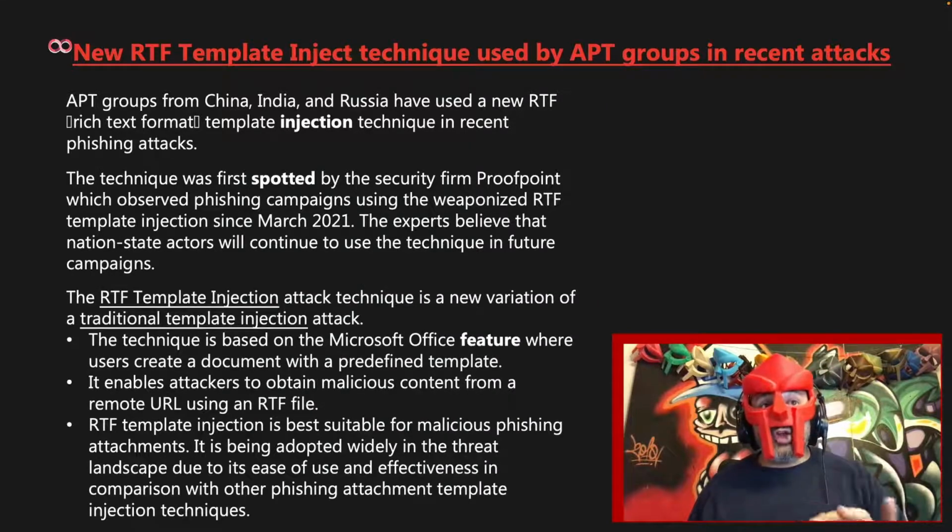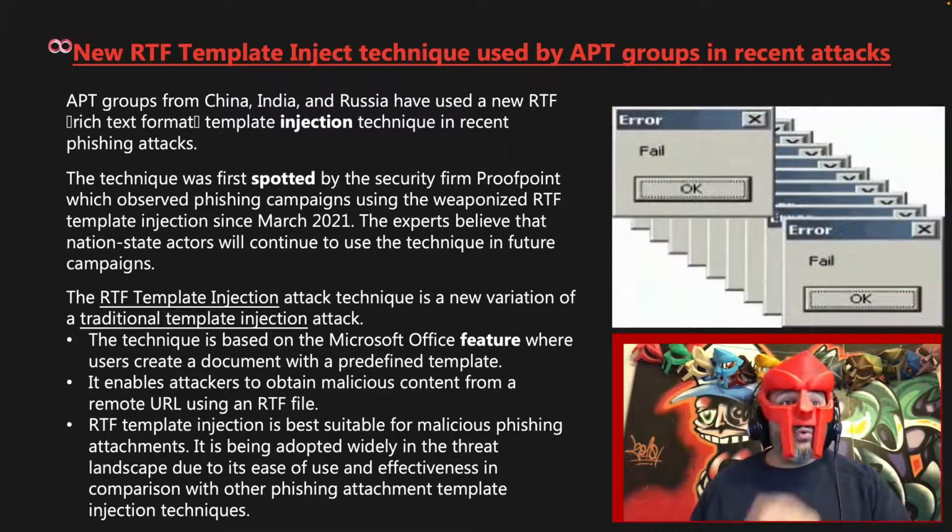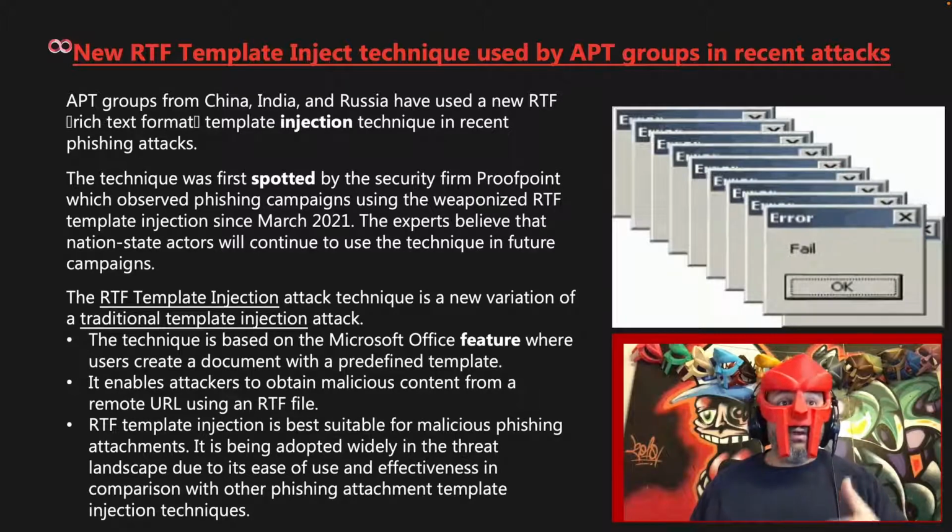The RTF template injection attack technique is a new variation of a traditional template injection attack. The technique is based on Microsoft Office's feature where users create a document with a predefined template. It enables attackers to obtain malicious content from a remote URL using an RTF file. RTF template injection is best suited for malicious phishing attachments. It is being adopted widely in the threat landscape due to its ease of use and effectiveness in comparison with other phishing attachment template injection techniques.